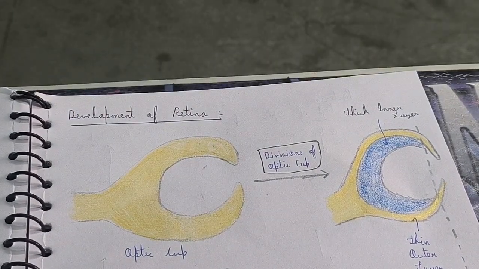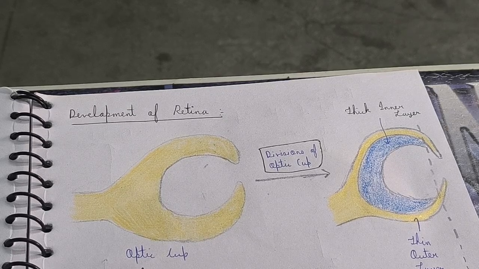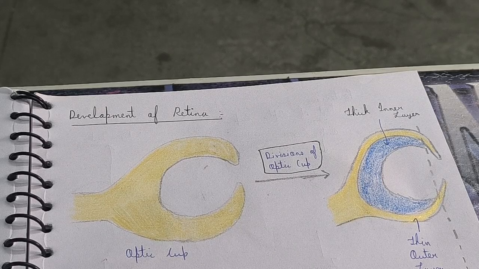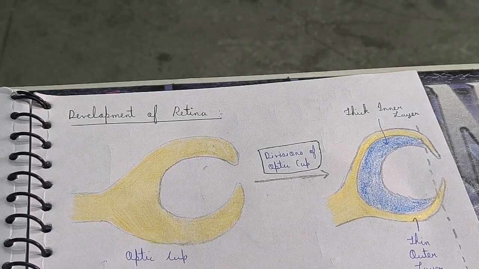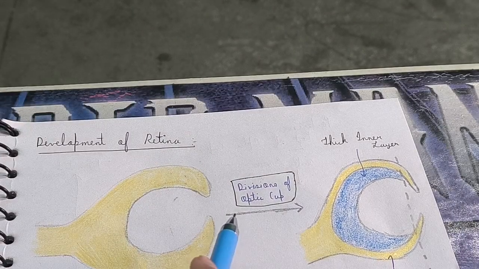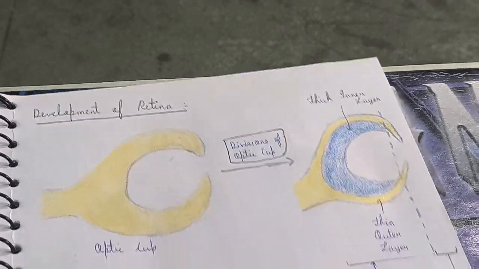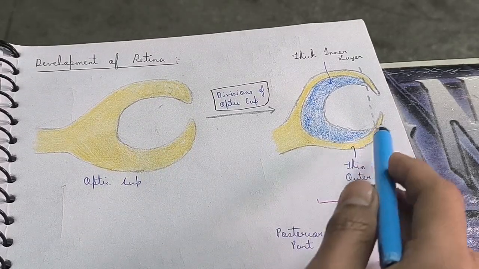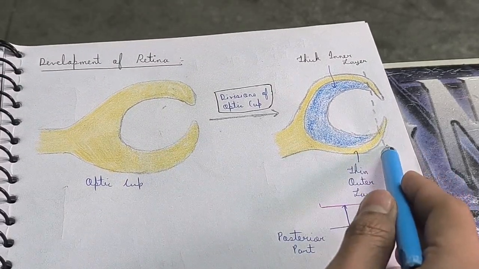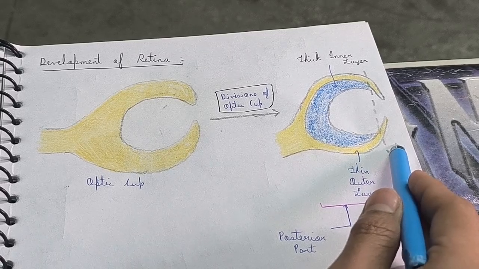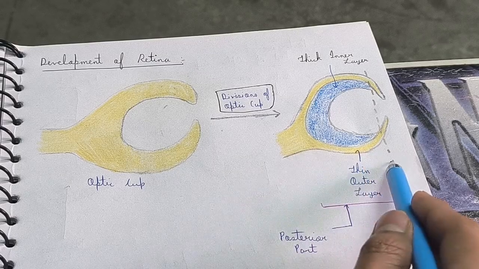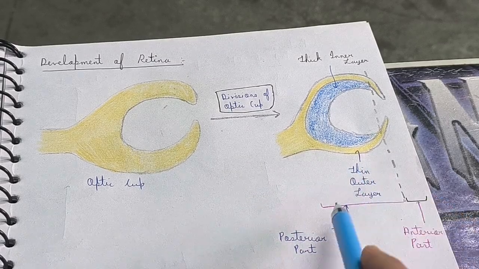First of all, as you already know what the optic cup is, it is derived from the optic vesicle, and this optic vesicle is neuroectodermal in origin. Now I want to discuss the divisions of the optic cup. The portion of the optic cup above this line is the anterior part, and the portion behind this line is known as the posterior part.